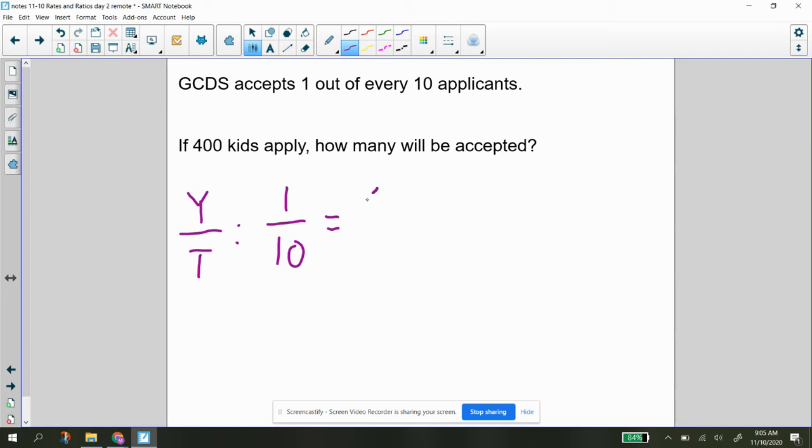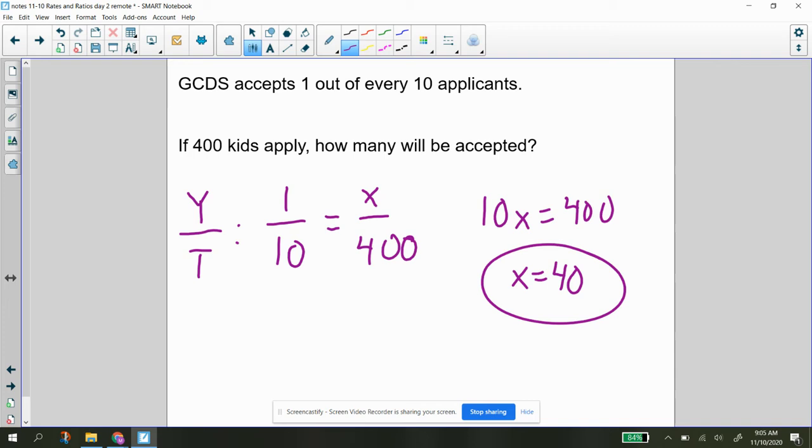Well, the question we're trying to answer here is how many yeses? And how many kids applied, that's our 400 down here. So just to check my setup here, it's acceptances over total applicants, acceptances over total applicants, and now we just cross multiply and solve. 10 times x is 10x, 1 times 400 is 400, and it looks like in this year, maybe you could have done this one in your head, but it looks like we're going to accept 40 kids this year if 400 apply.